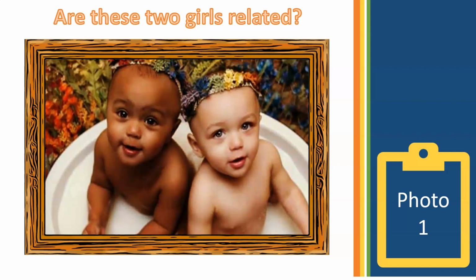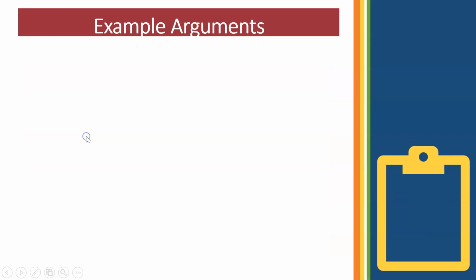Really look at the features of these girls. Look at their eye color, their eye shape, their skin color, the shape of their chins, their eyebrows, their lip shape, their arms, their ears. Which observations support your claim? How so? When you reason about this evidence, draw on what you might already know about inheritance. Let me show you 2 example arguments.